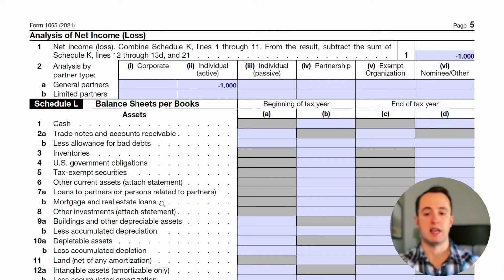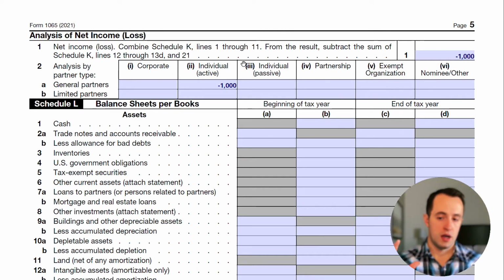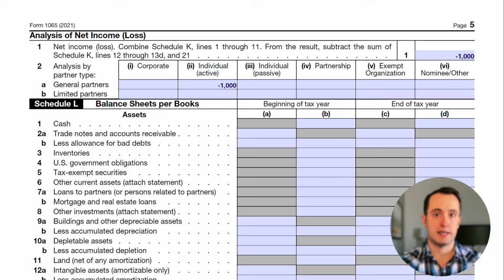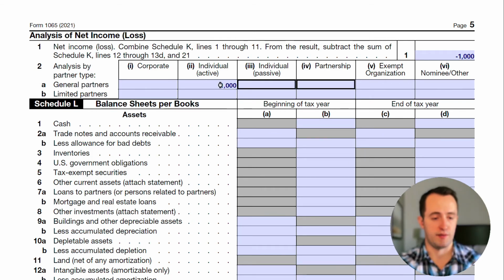Continuing down here onto the next page. So basically, so long as you checked that box in the beginning for 2b, this is going to be the last section that you're actually filling out for the 1065. So the net income or loss, you're basically just dragging down that again. And for this one, it was the negative $1,000. You're going to fill in 1.